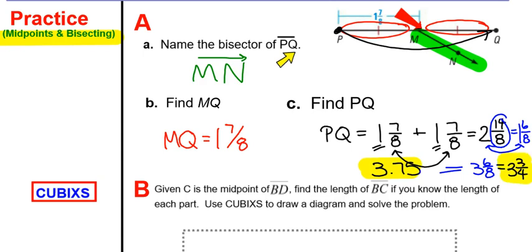Any of those are all acceptable answers. 3.75, 3 3/4, technically even 2 14/8 would work as an okay answer, although we probably could find something better. What I want to do now is slide on to question B here, and we're going to work on those.